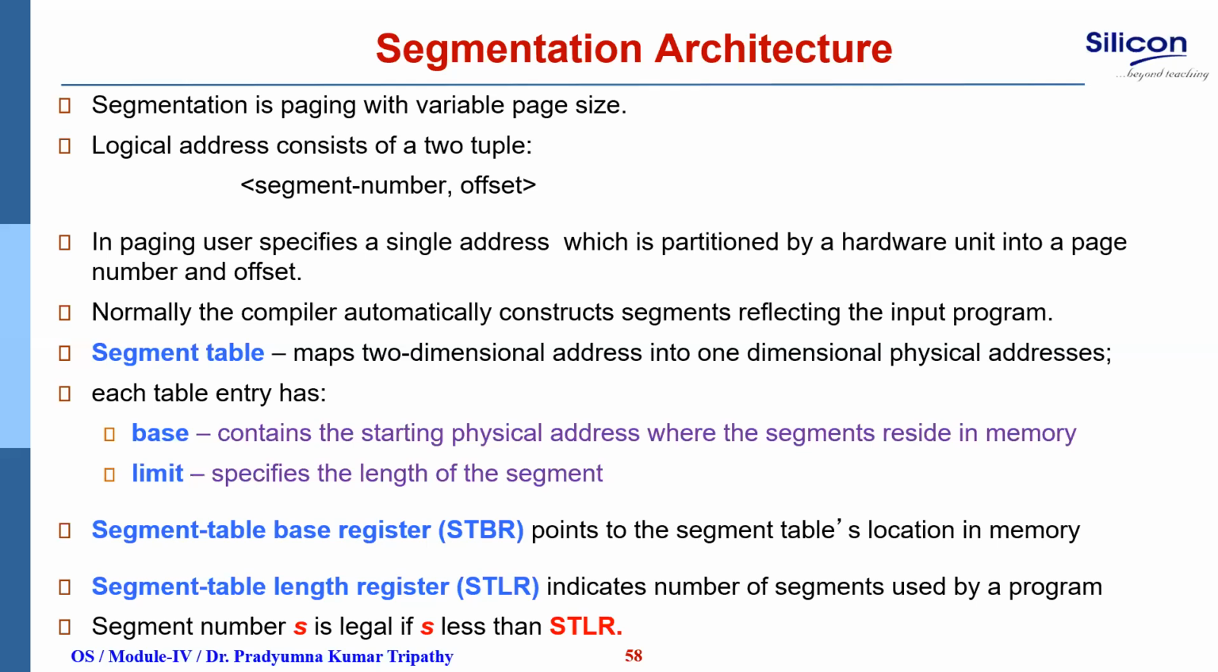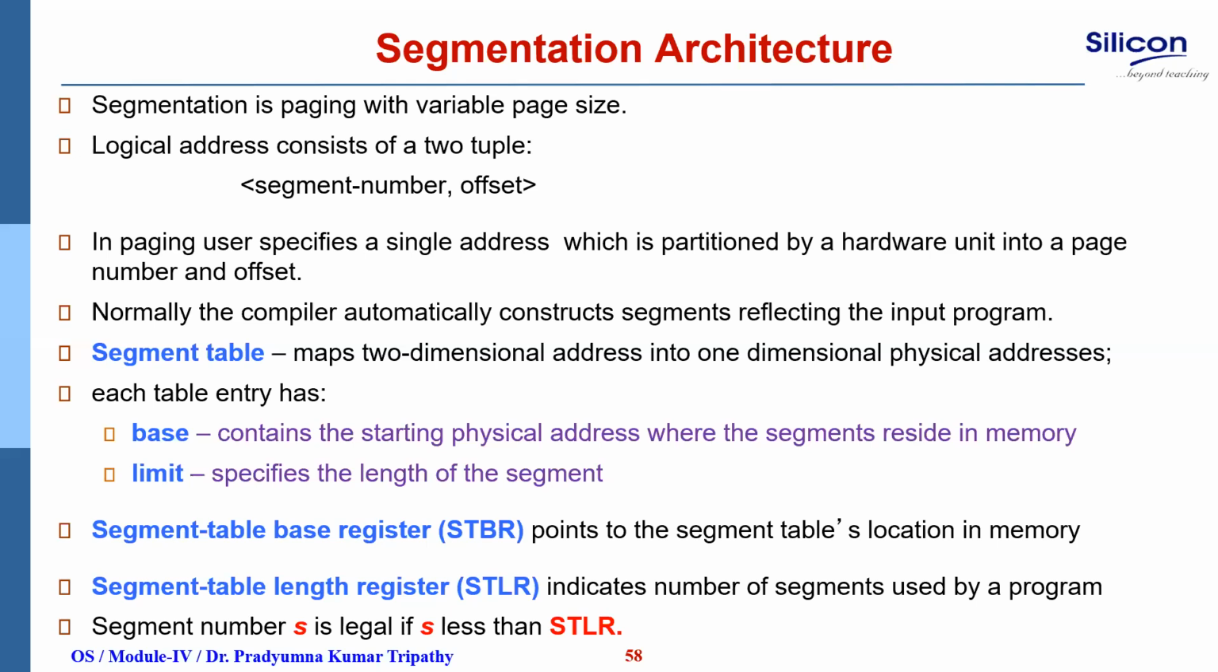In paging, the user specifies a single address which is partitioned by the hardware into a page number and offset. Similarly, here we have segment number and offset, but in the segment table we have two things, base and limit. Base and limit. In the page map table, what is there? Only the frame number.